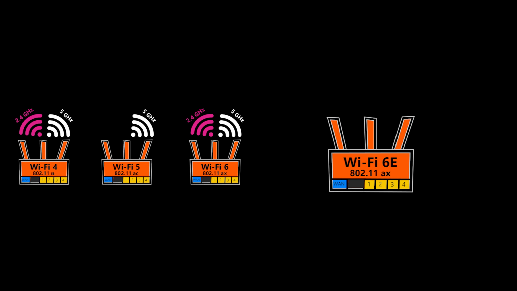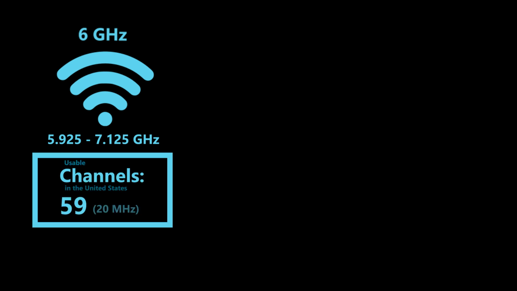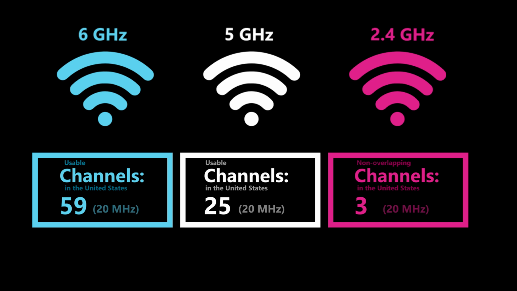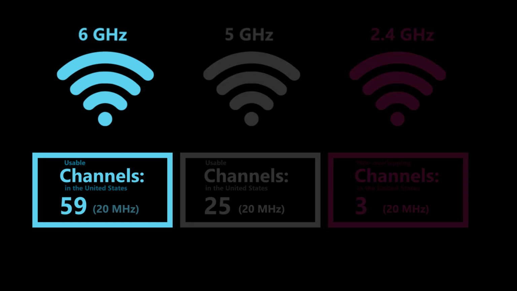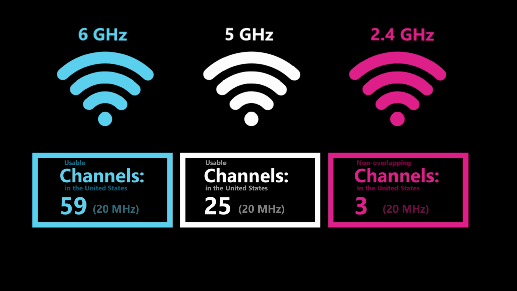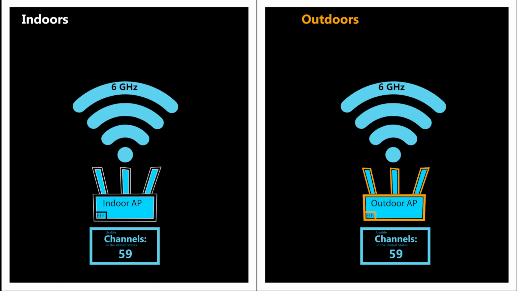The good news is Wi-Fi 6E has now introduced a whole new frequency band, which is the 6 GHz band. One advantage of the 6 GHz band is the fact that it has 59 usable channels, which is a lot, because for example the 2.4 GHz has only 3 non-overlapping channels, and that number for the 5 GHz is 25. So basically the 6 GHz band has more than twice as many usable channels as the 2.4 GHz and 5 GHz combined. And of course more usable channels means more Wi-Fi networks can coexist in the same area without interfering with each other. But there is actually something to keep in mind.